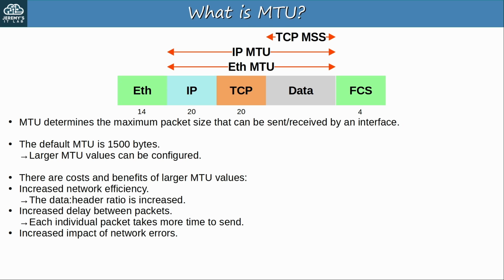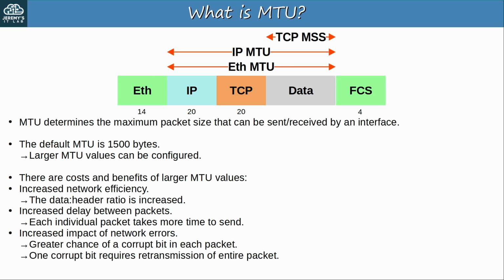Note that 1% is an extremely high error rate, but this is just an example. So 1% of all bits get corrupted, perhaps due to some electromagnetic interference affecting the signal. If each individual packet is larger, that means there is a greater chance of a corrupt bit in each packet. And one corrupt bit means that the entire packet has to be retransmitted.